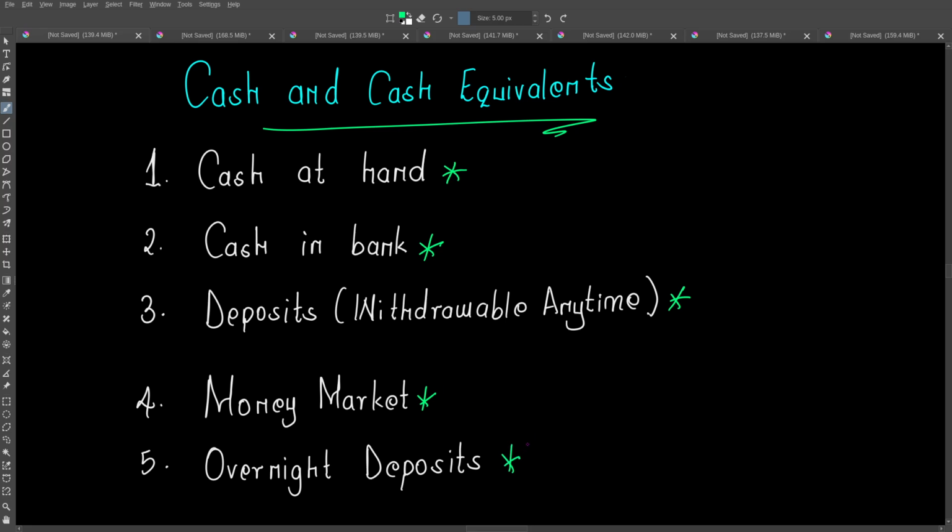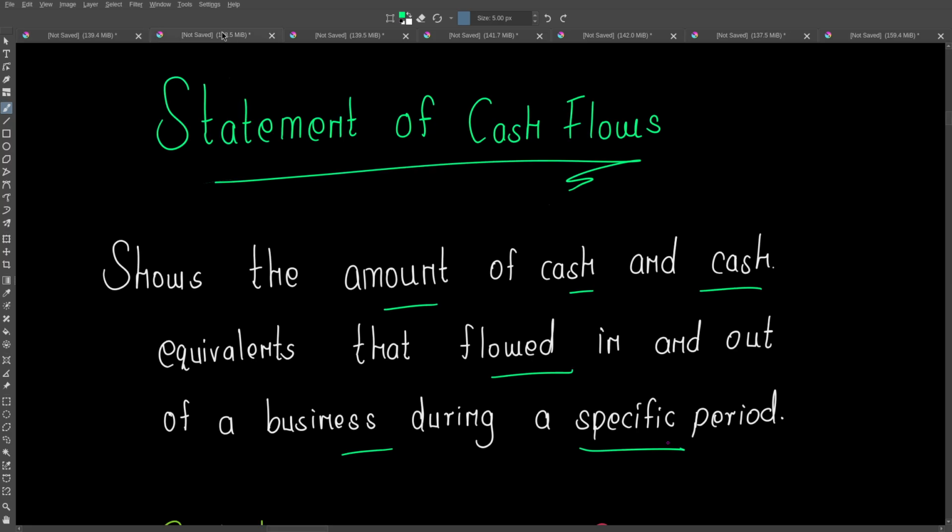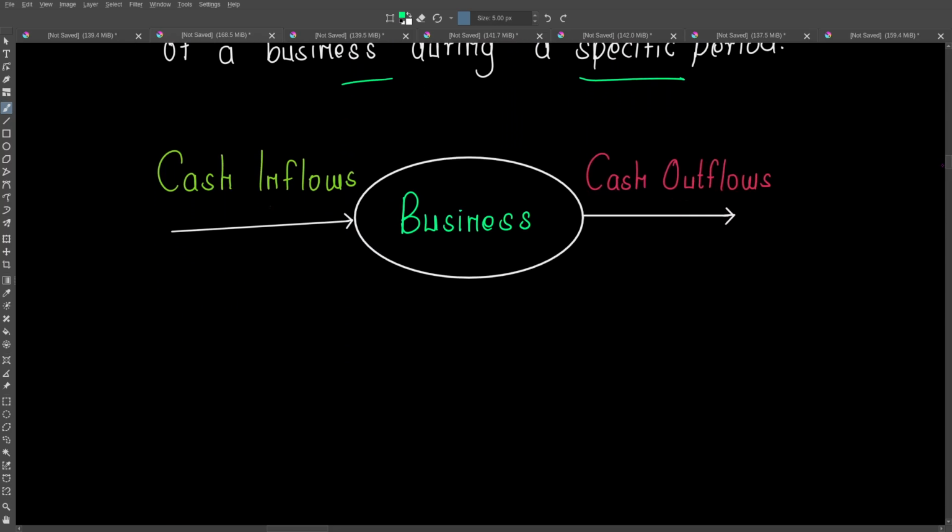In banks, you're going to find there are usually overnight deposits. So also the risk is very low and you can convert them into cash very quickly. You're going to find many corporations, especially banks, have this cash and cash equivalent, and the things they call cash equivalents are things that can be converted easily into cash in bank or cash at hand. So now let us go back to the statement of cash flows as we were.